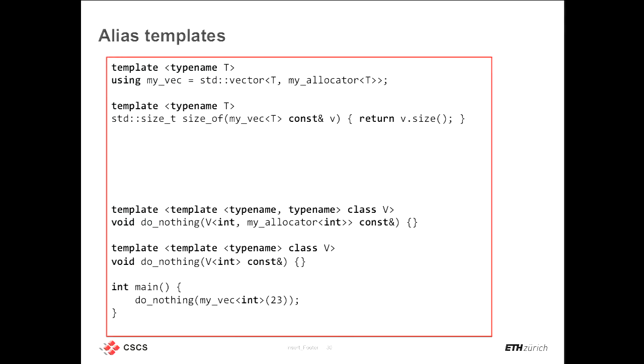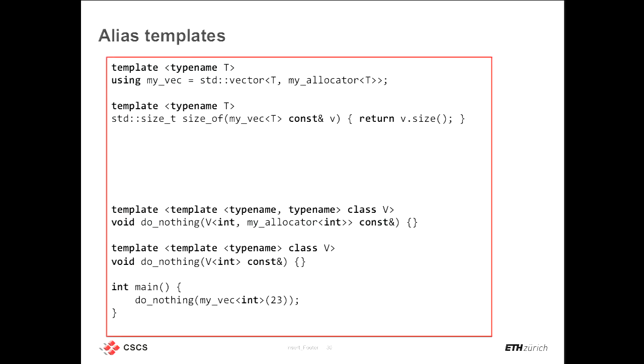doNothing takes my vector of integer. And so what is my vector of integer? Well, it's std vector T, my allocator T. So you go here and say, well, look, I have my vec is actually a std vector T. So this is actually a template, an object which is a template with two arguments, and one is my allocator, and the other one is integer. Sounds like a very good match.